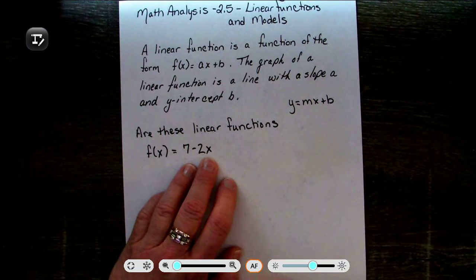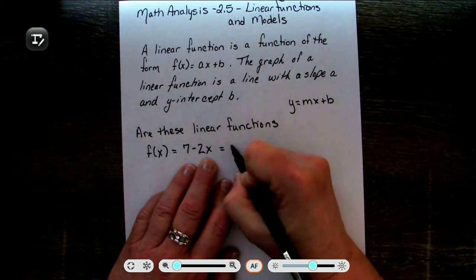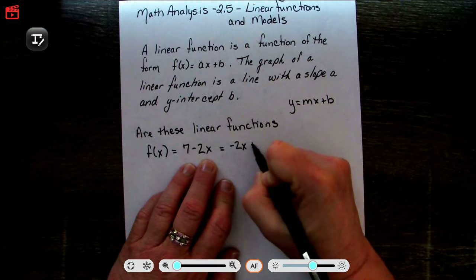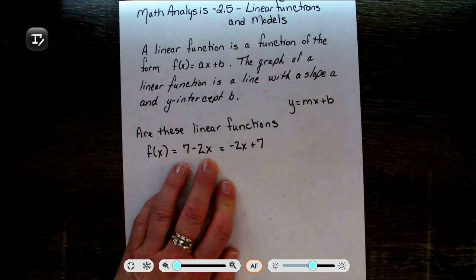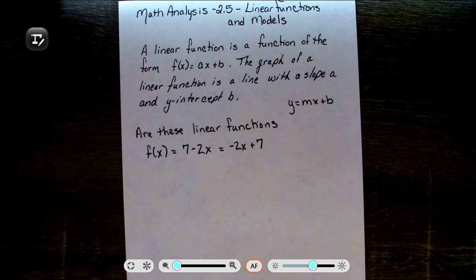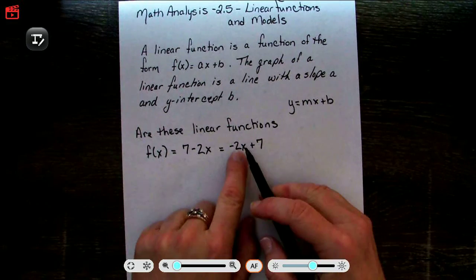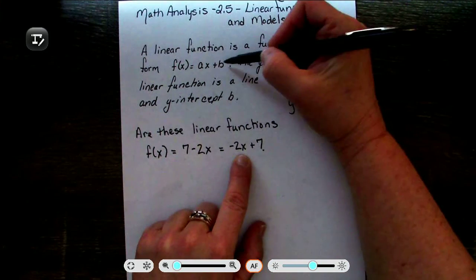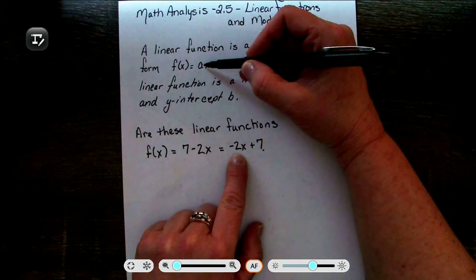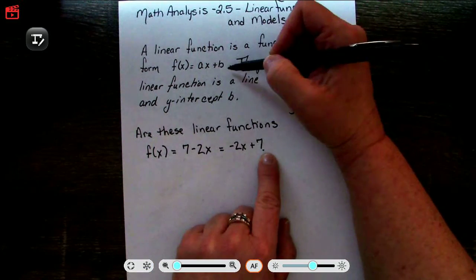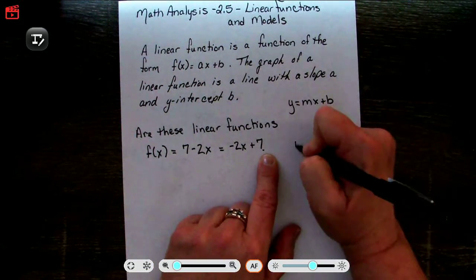The answer to that is yes, by simply changing the order. Remembering we can change how things are written in order. So negative 2x plus 7, there it is. The negative 2 would be our a, that's our slope, y-intercept 7. So the answer to that is yes.